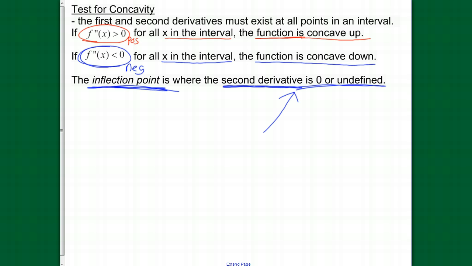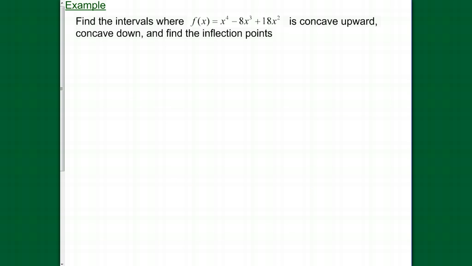And then, just like we did with increasing or decreasing, we go to the second derivative and test some numbers on an interval. Second derivative positive, concave up. Second derivative negative, concave down. So let's take a look at an example here.